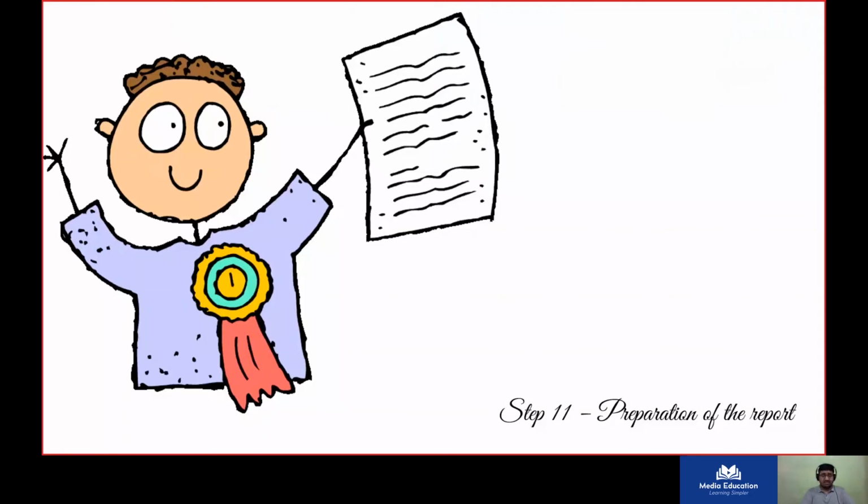The penultimate step is to prepare a report. Finally, the researcher has to prepare the report of what has been done by him or her. Writing of the report must be done with great care, with strict adherence to the prescribed format.